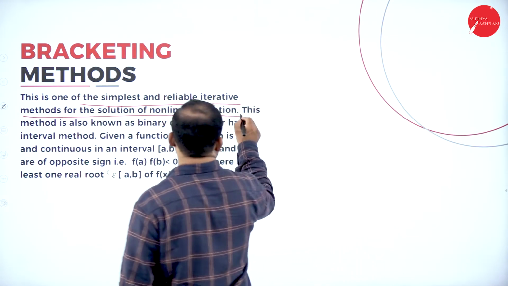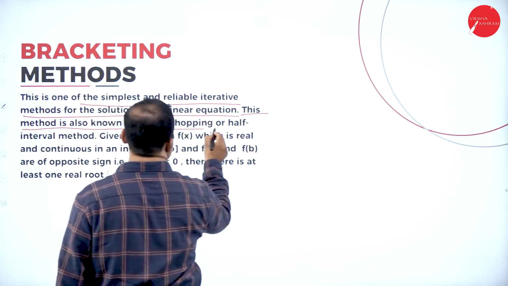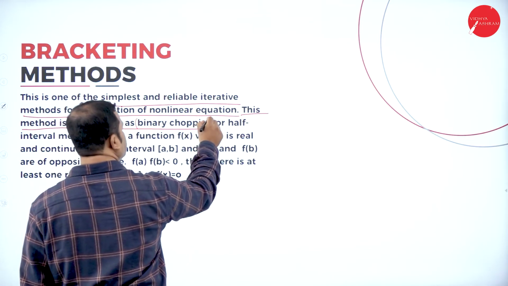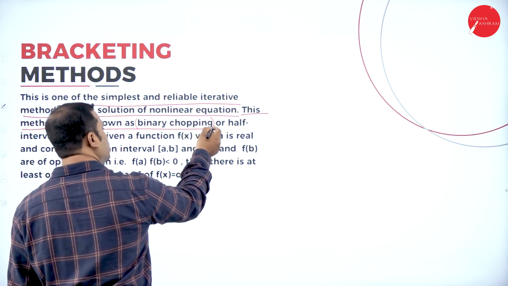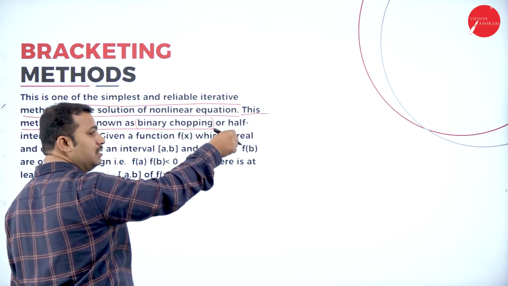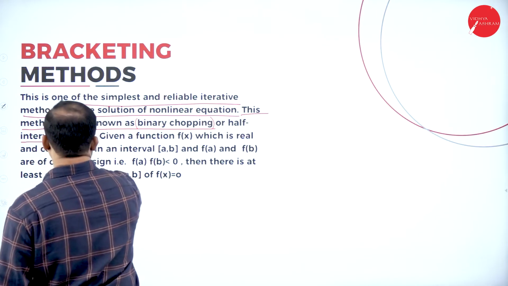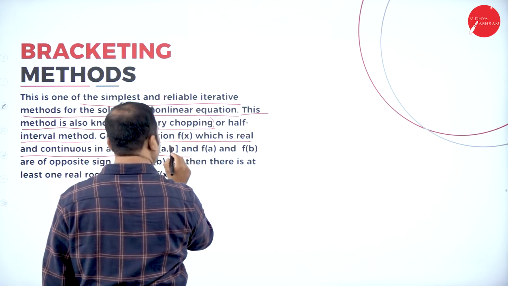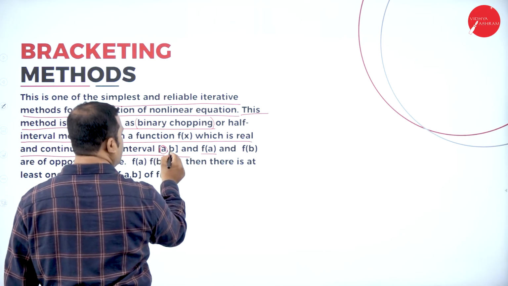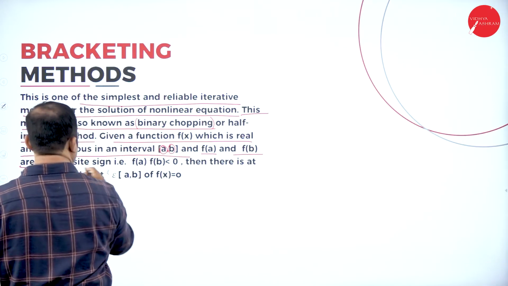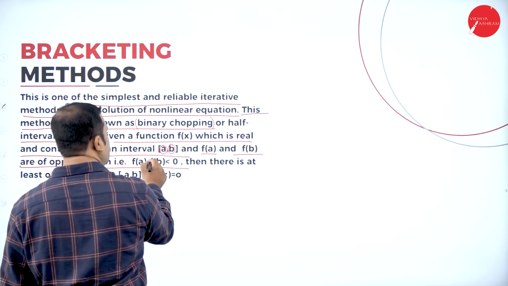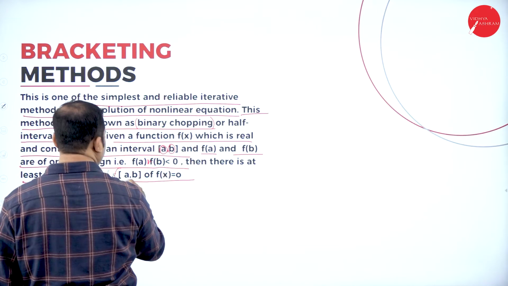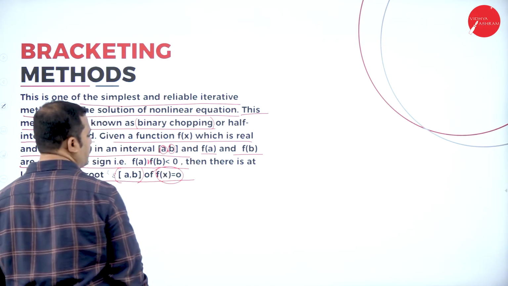This method is also known as binary chopping. What is the meaning of binary chopping? We divide the interval into two different parts. That is called binary chopping, which you will come across in the bisection method, the interval method. Given the function f of x, which is real and continuous in an interval a comma b, f of a and f of b are of opposite sign, that is f of a into f of b less than 0, then there is at least one real root. Between a and b we have one real root for this function f of x.